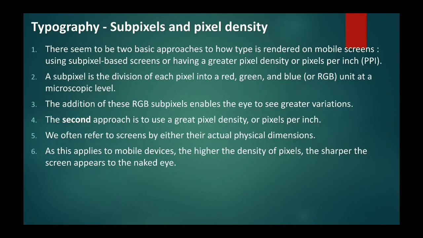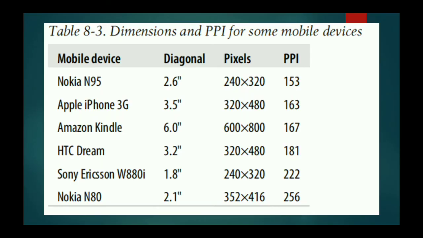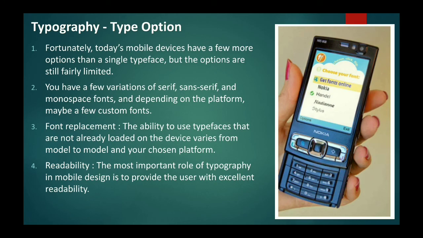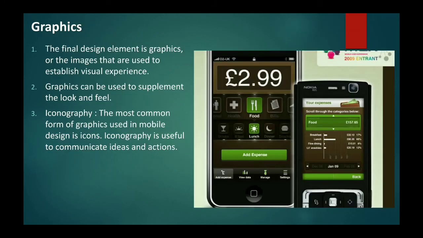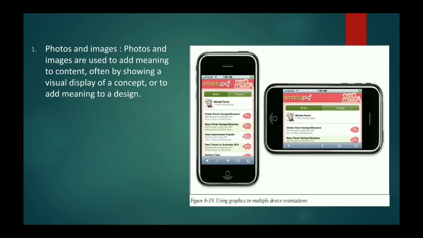Then typography. In typography we have different dimensions and different type options. Graphics. In graphics we have iconography, and then we can use different kinds of icons, images, photos, and different kinds of graphics.